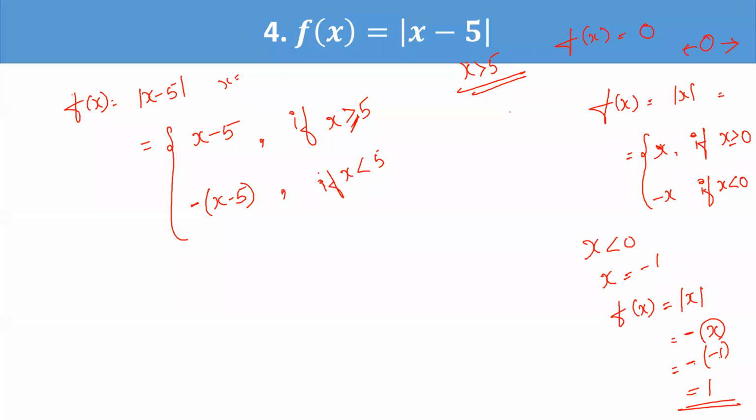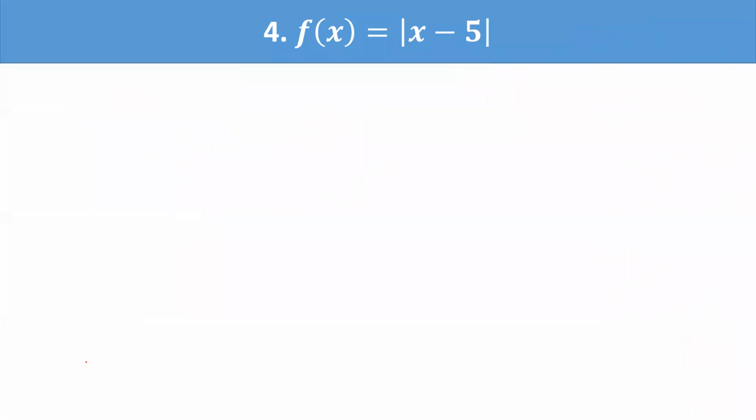Okay, so now we'll check whether this function is continuous or not. So we'll define the function again. f of x is equal to x minus 5 if x is greater than or equal to 5, minus of x minus 5 if x is less than 5. Here you have to check the continuity. You have to go for 3 cases. Can anyone tell me which are those 3 cases?